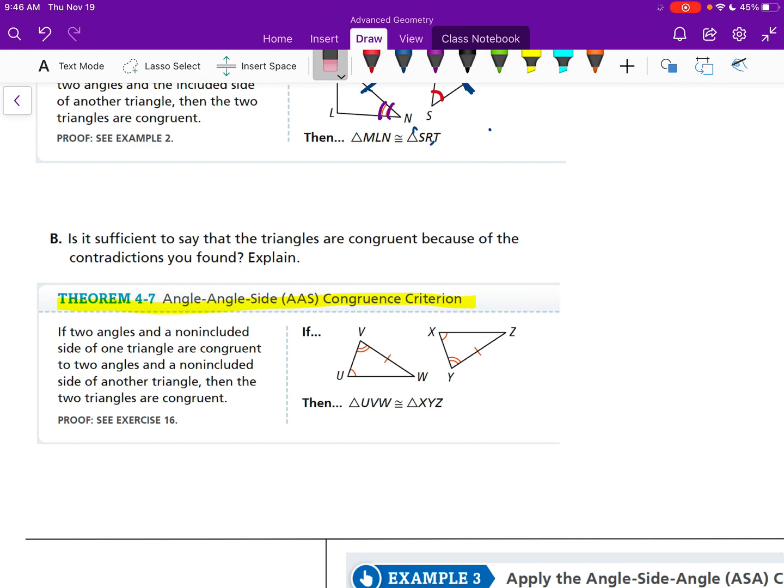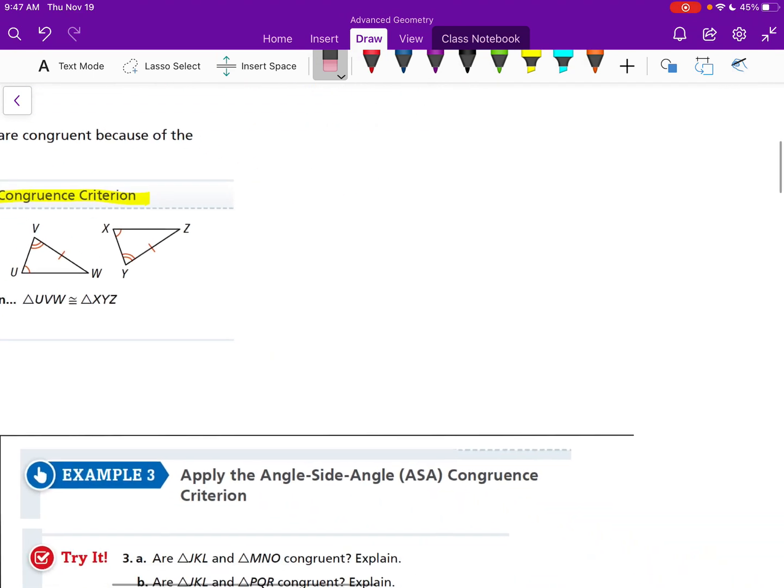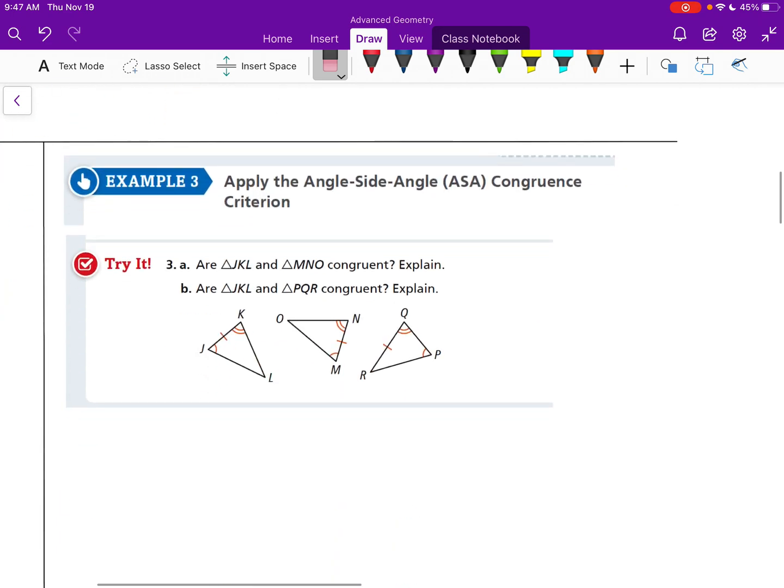And this section is just going to be practicing those two things, just like the last section was. We are actually going to completely jump to example 3 and start applying these theorems. All right, example 3, we apply the angle, side, angle, ASA, congruence criteria. And we're going to use these figures. I know mine looks a little bit different than yours.